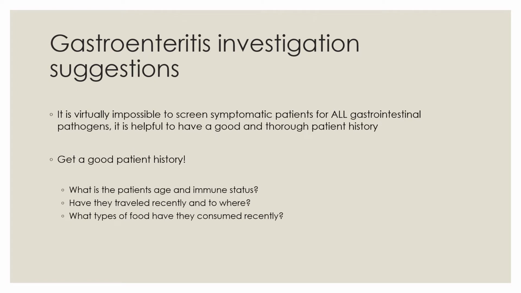As you can imagine, it's virtually impossible to screen all symptomatic patients for all gastrointestinal pathogens. It's actually helpful to get a good patient history so we can start to narrow down what exactly the etiology of the gastrointestinal illness is. For example, what's the patient's age and immune status? Are they very young? Are they very old? Are they immunosuppressed? Have they traveled recently and to where? Is it possible they have cholera? Is it possible they have giardia from traveling? What types of food have they consumed recently? Have they consumed fried rice, sushi, or oysters? These are all things that you should be thinking about when we're trying to narrow down what organisms to culture for.